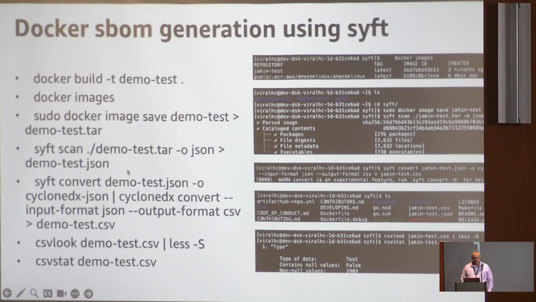Once I had the Docker image built, normally, because sometimes you might have a multi-stage Docker image, and if you're running on a live Docker image, you may not be able to get all the layers. You may not be able to get all the information. So I would export it into a tar file so that all the information is captured, and then I run a Syft scan to get a JSON output, and once I have the JSON output, then I can convert that into an Excel that I can see with Excel.